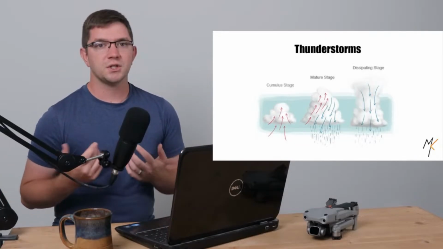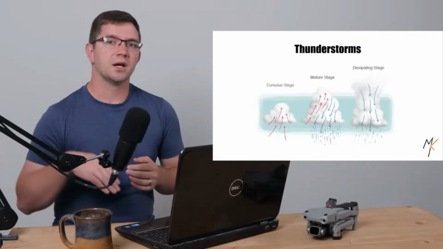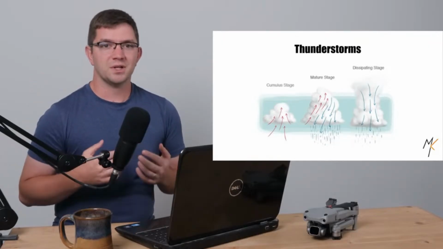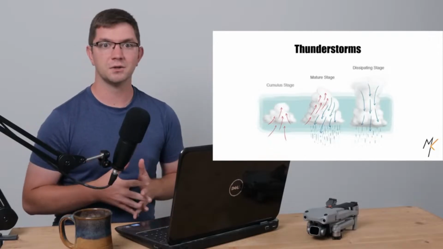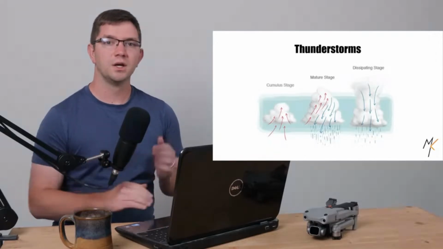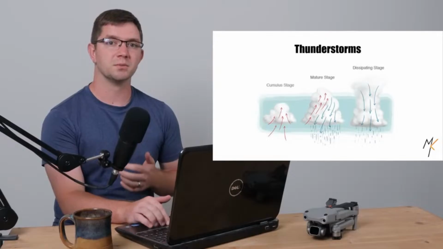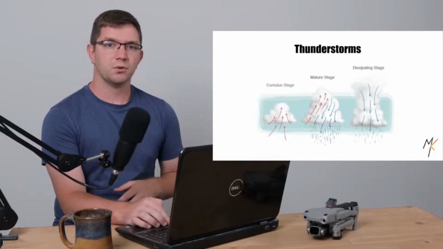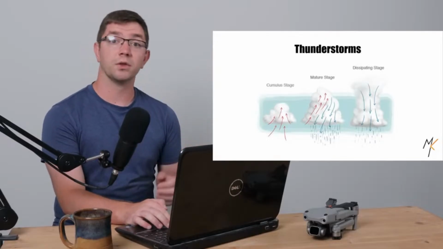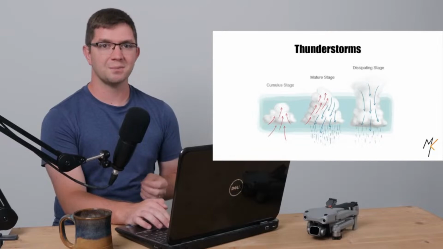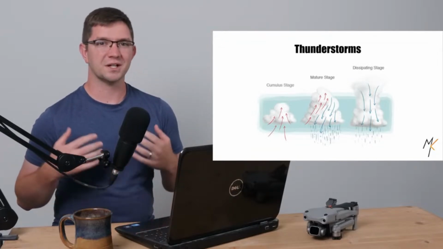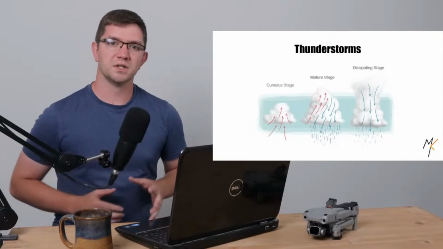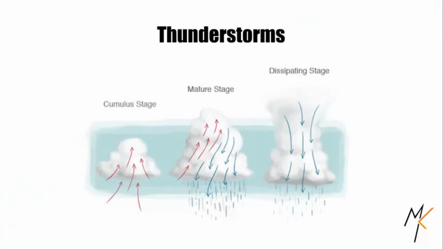So the mature stage is going to have both updrafts and downdrafts. This will be the strongest and most violent part of a thunderstorm. The clouds are still growing vertically and reach heights of 5 to 10 miles above the ground at this point. So, if the mature stage is where a thunderstorm is the strongest, that means the last stage is going to be where we see the thunderstorm start to get really weak. And we call this the dissipating stage.